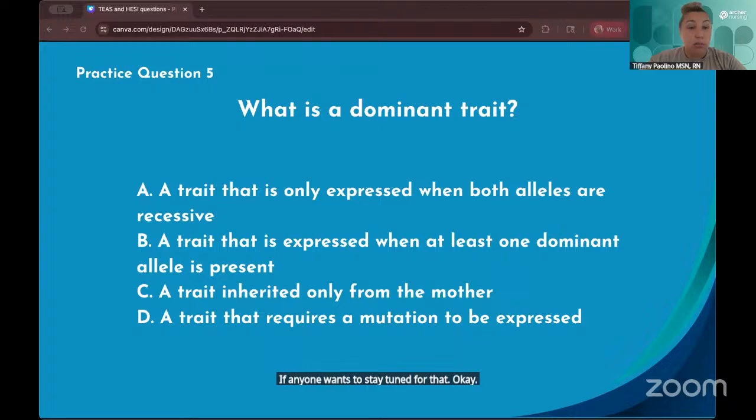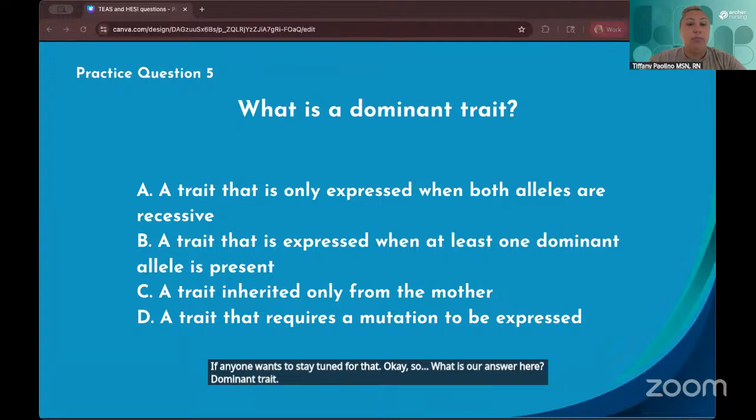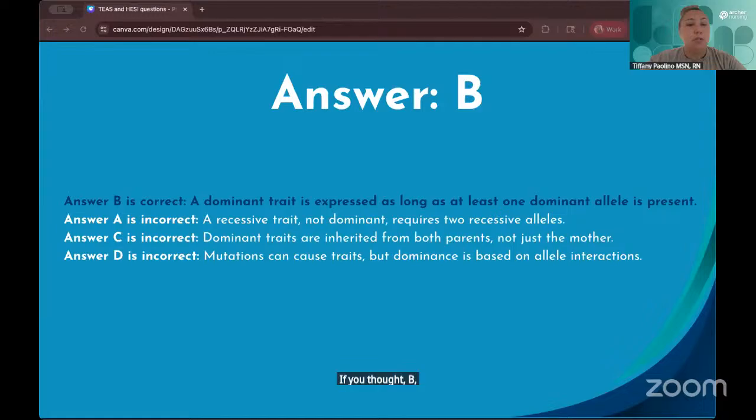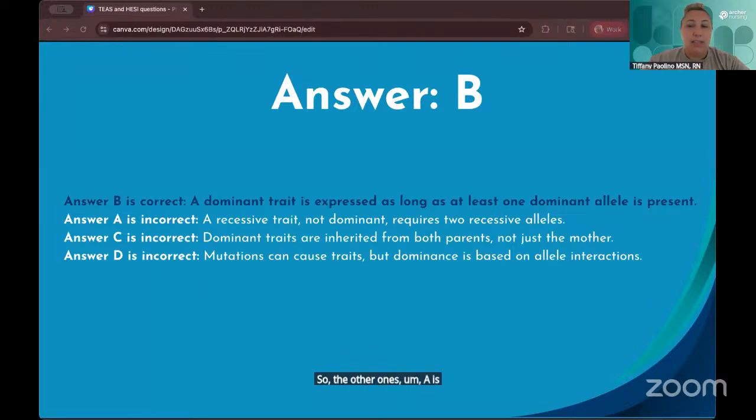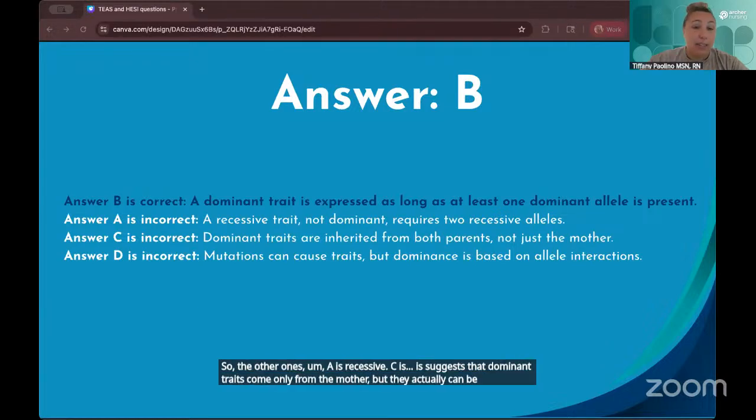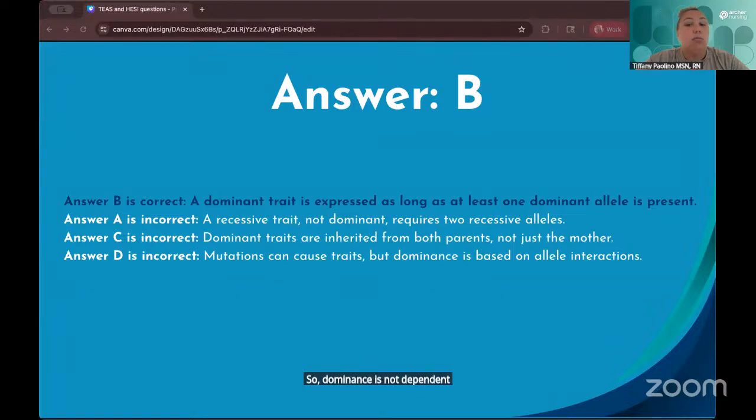Okay, so what is our answer here? Dominant trait. If you thought B, you are absolutely correct. It is expressed when at least one dominant allele is present. This is fundamental in genetics. So we need dominant and recessive, right? The other ones: A is recessive. C suggests that dominant traits come only from the mother, but they actually can be from either parent. And D confuses mutations with allele interactions. Dominance is not dependent on mutations.